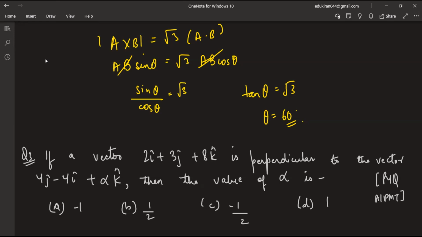And that is 4j cap minus 4i cap. Yes, so here, 4j cap minus 4i cap plus alpha k cap. And this is 2i cap plus 3j cap plus 8k cap.